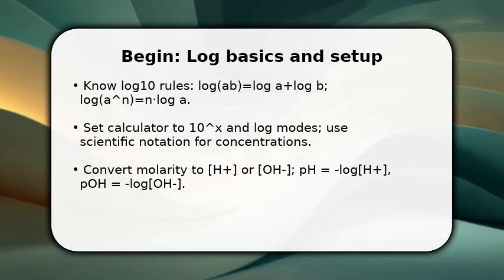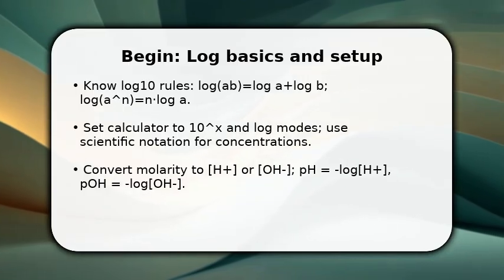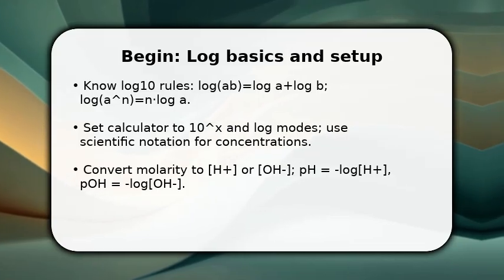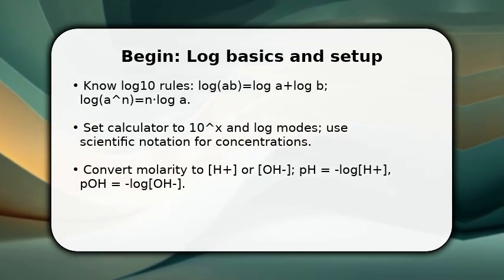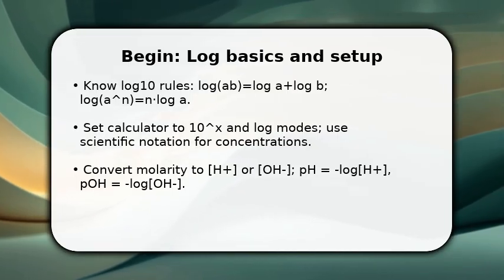You start by confirming basics, why logs compress ranges and make multiplication additive. First, set your calculator to base 10 logarithm and practice with scientific notation like 1.0E3. Then convert concentration to the appropriate ionic form.